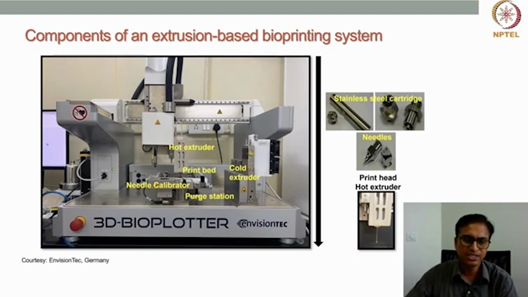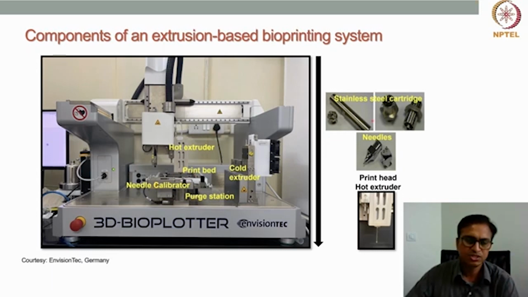So this is the print head. The print head moves in all three directions, XYZ, right? It will connect one extruder at a time. If it is that function, then it will go and dock at the station here, and then another, the cold extruder, will be connected, and that will come and print. This is the stage, the print bed, where the actual printing is done. Then we have other things like the needle calibrator, so that we can calibrate the needle per station. All these things are there.